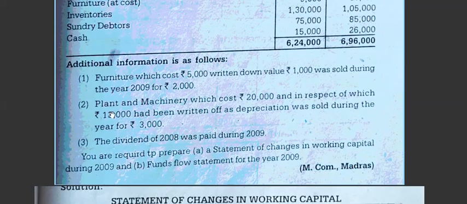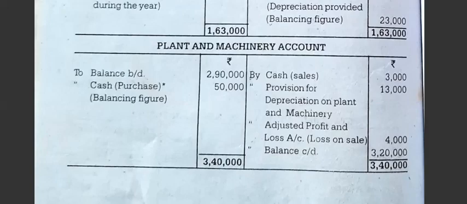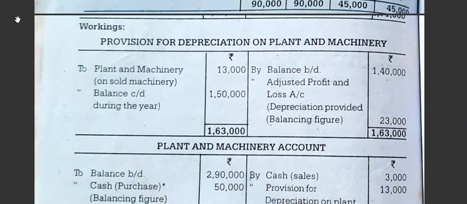20,000 machinery is written down, written off as depreciation. So 13,000 is a depreciation. So when the depreciation is charged, the entry here is to plant and machinery account 13,000. Then the difference is a transfer. Totally the difference will be transferred to adjusted profit and loss account 23,000.